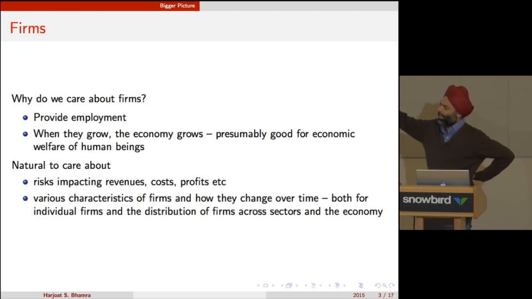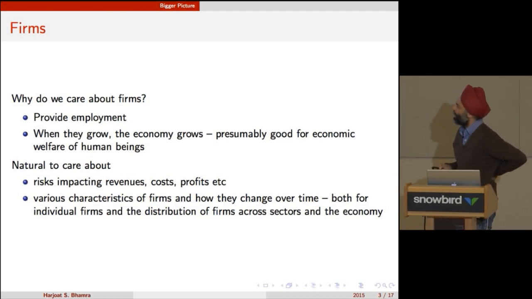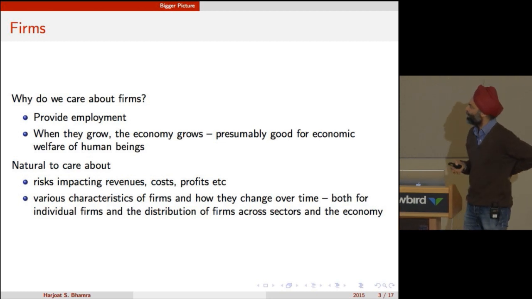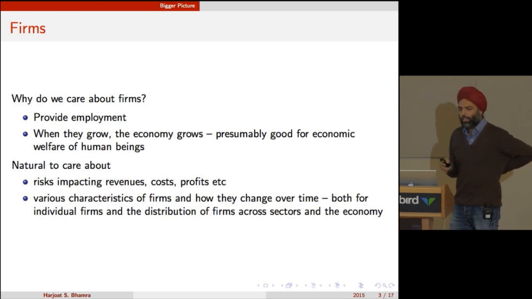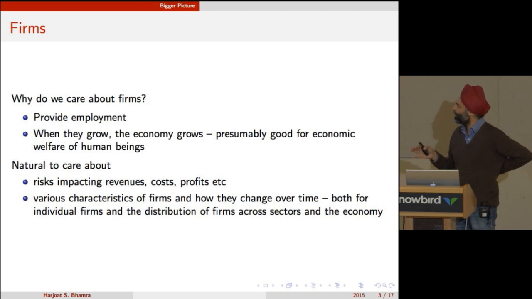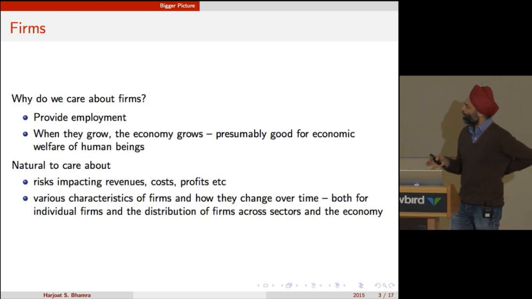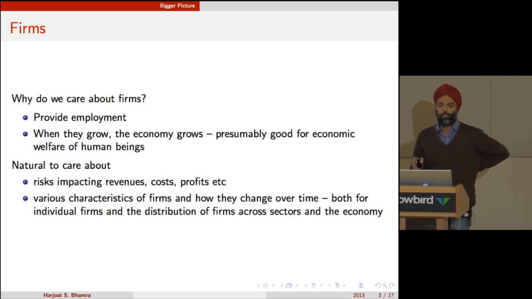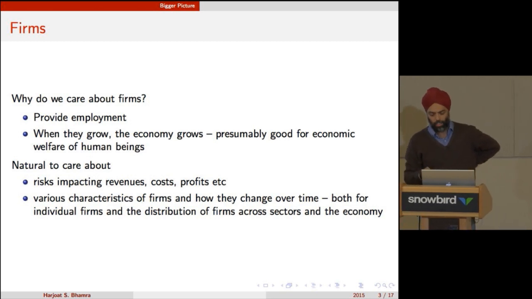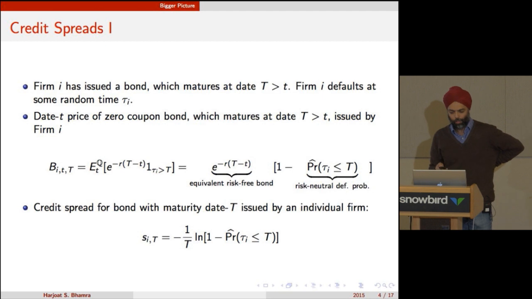Once you think about it, it's pretty natural to care about the risks impacting revenues, costs, profits, etc. And it's also natural to start thinking about the various characteristics of firms and how they change over time, both for individual firms and, very importantly, for the distribution of firms, both across sectors and the economy. So what's that got to do with credit spreads?